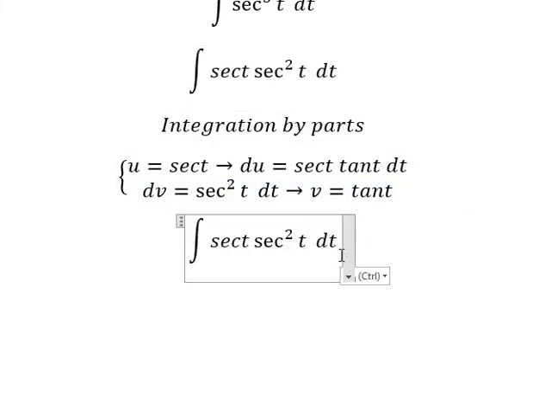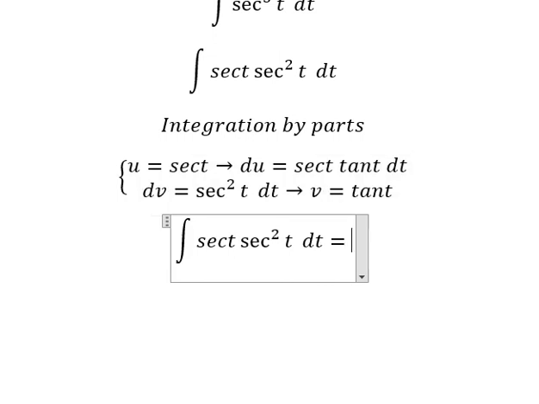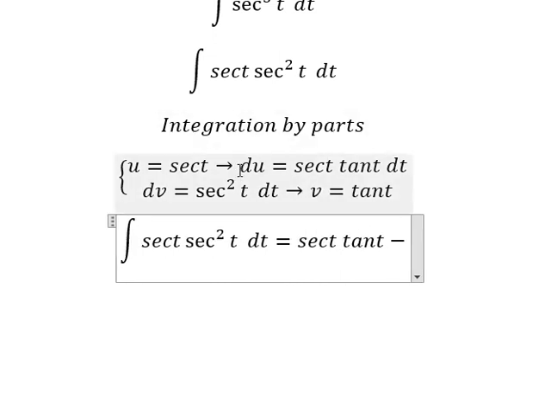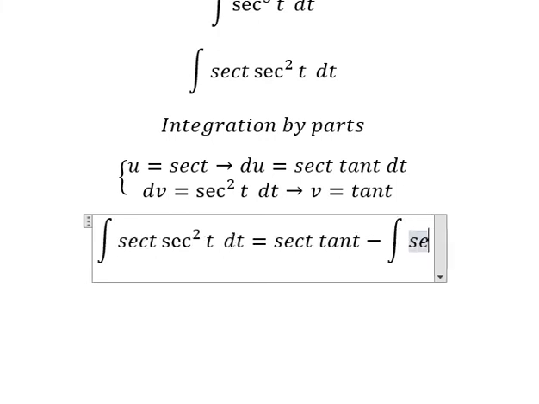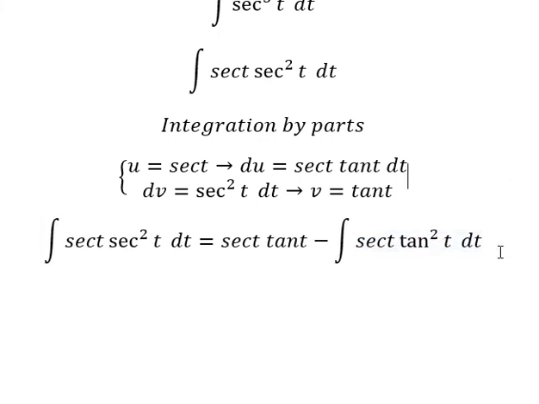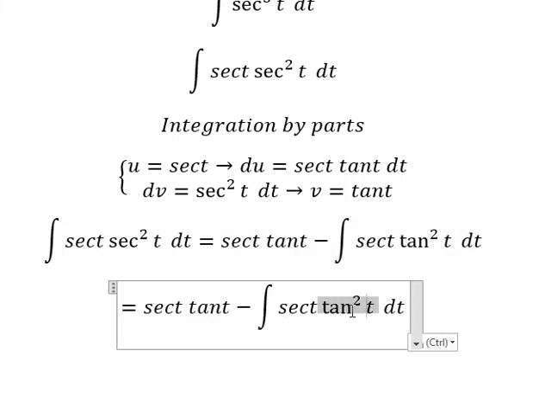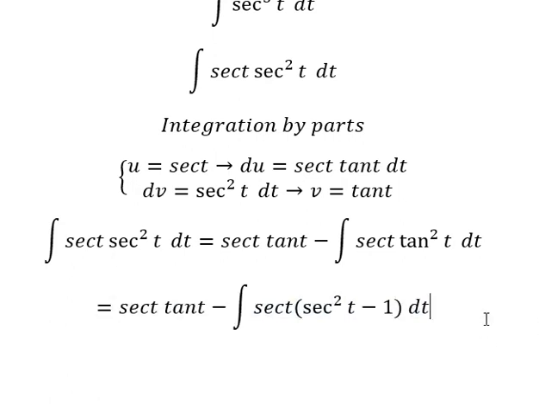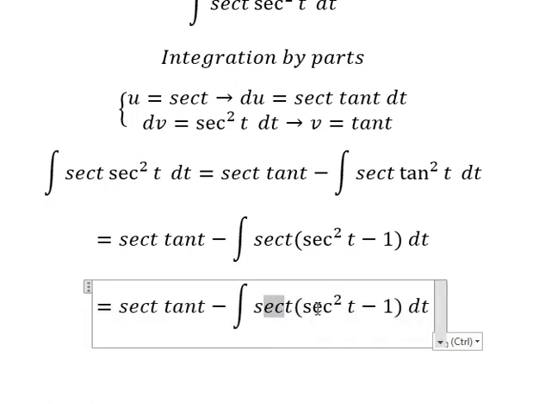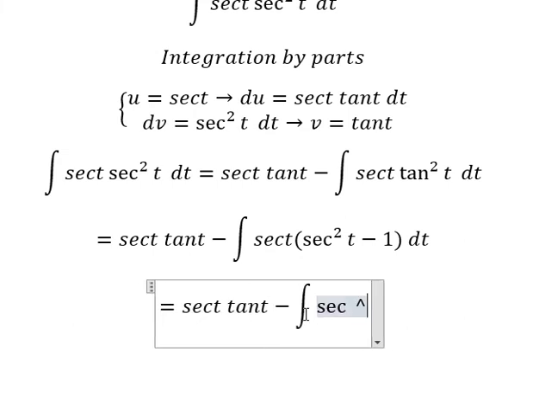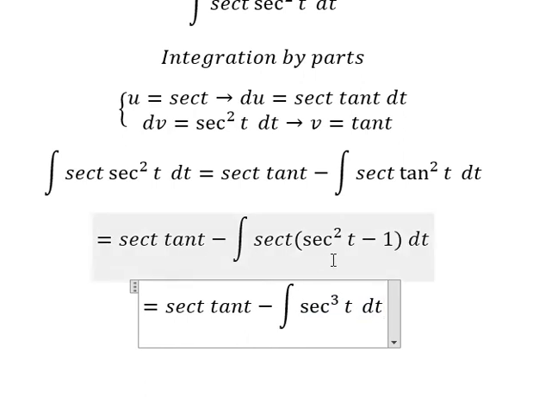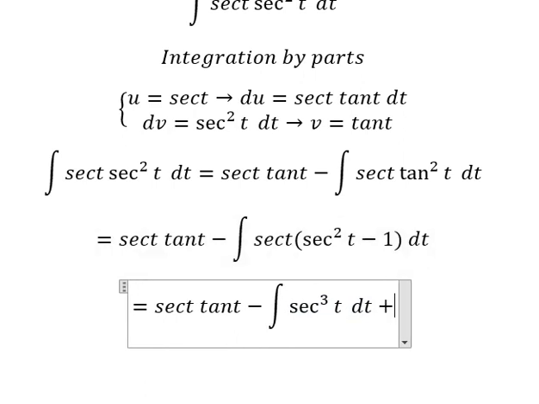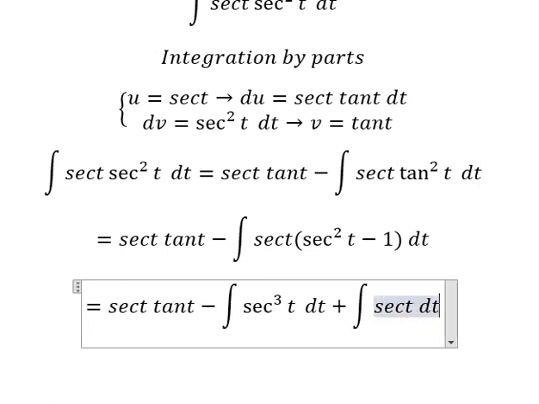So we have u multiplied by v minus du multiplied by v. So we have the integration of secant of t tan t squared dt. About tan t squared, we can put secant of t squared minus 1. And now we need to expand this one and this one. We have secant of t to the power of 3. Negative and negative, we have positive, and we have the integration of secant of t dt.